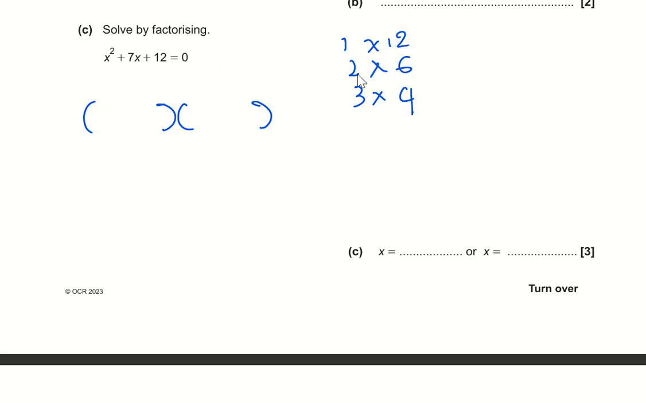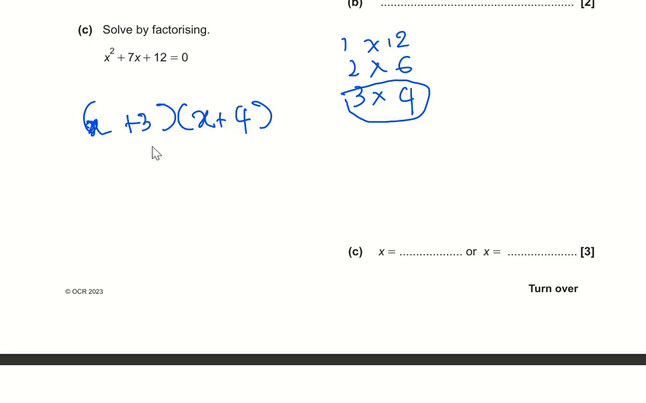So what pair of factors gives 7 when we add? 1 add 12 is 13, so that's not it. 2 add 6 is 8, so that's not the one we are looking for, and 3 and 4 is 7, so that's the one we are looking for. So I'm going to put my x here, x and x again. And this is plus, so I'm going to put the plus into both brackets, and I'm going to write 3 here and 4 here. This is how you factorize this quadratic equation. This is the answer.